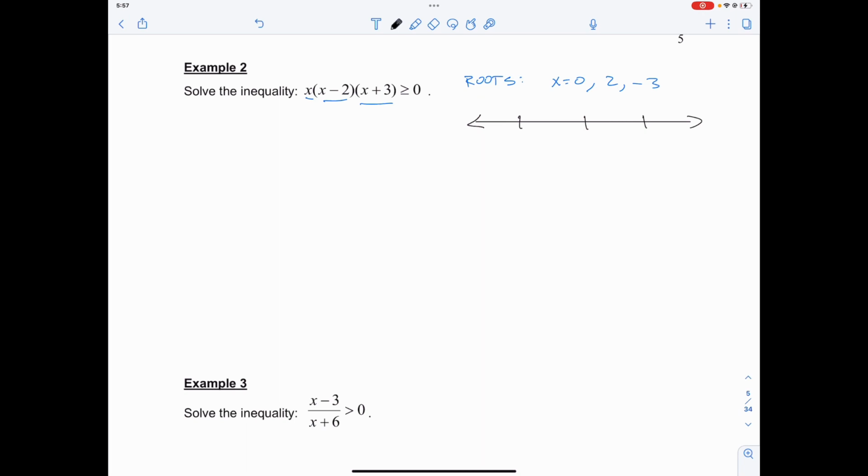then I can see that it splits into 4 regions. I have the first region, second, third, and fourth. And we're going to use those intervals and those factors in order to solve the inequality. I'm going to create a chart.